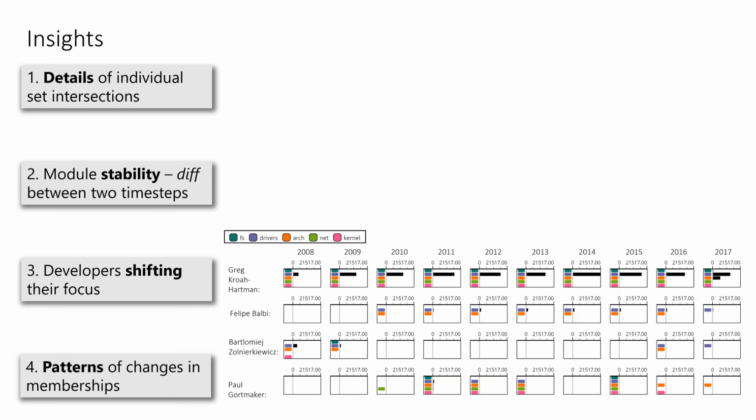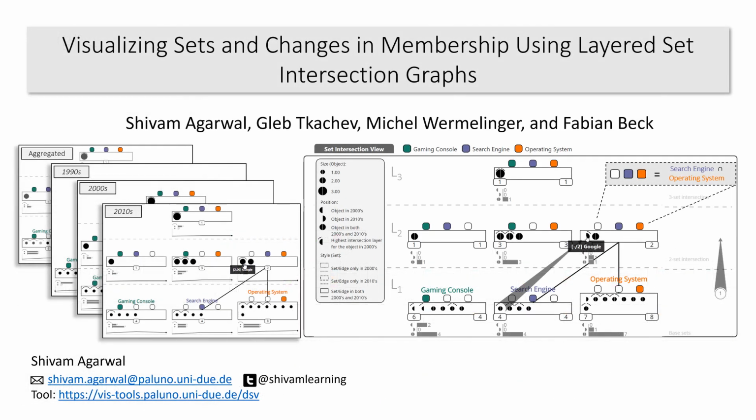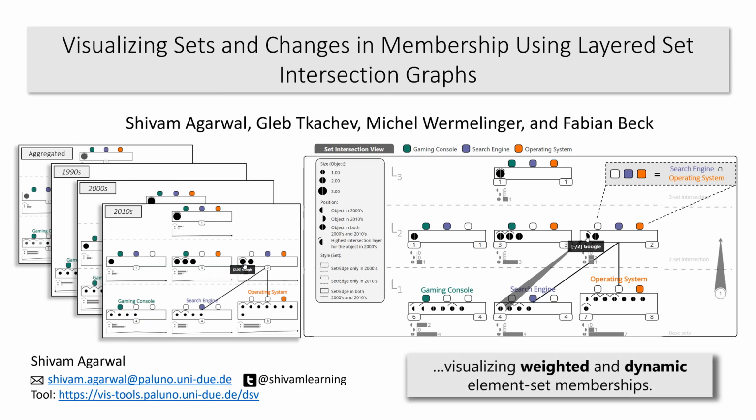There are several other insights that can be found through our proposed approach. Our approach generalizes well to the dynamic set data from various domains. Check out the implementation to explore several other datasets. To conclude, we present an approach that helps in visualizing weighted and dynamic element set memberships. We believe visualizing the details of element memberships in dynamic sets is important and provides rich insights.